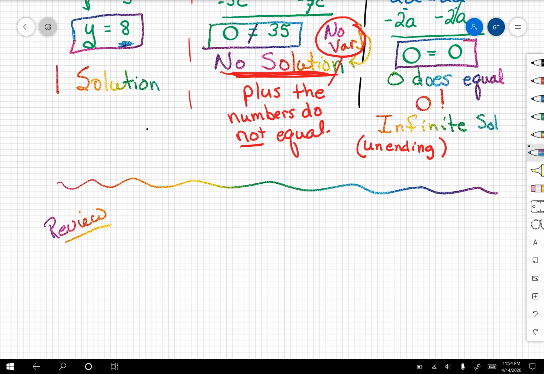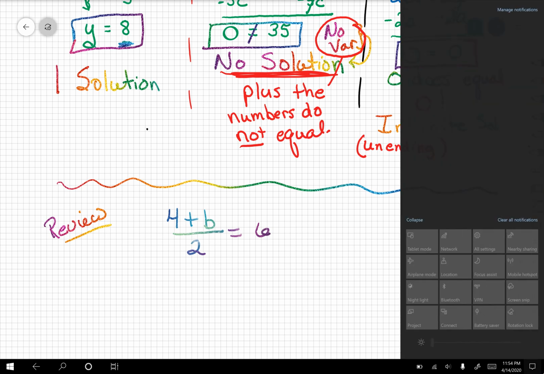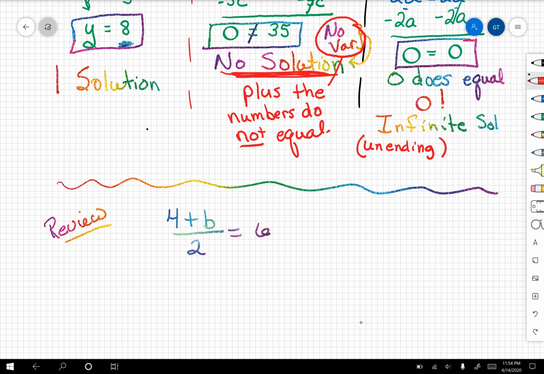And just the process. So if you have a problem like this, 4 plus b divided by 2 equals 6. Remember that this right here means to divide, and we want to do the opposite. So the opposite, remember, is to multiply. So you're going to take this entire problem here, and we're going to multiply both sides by 2.